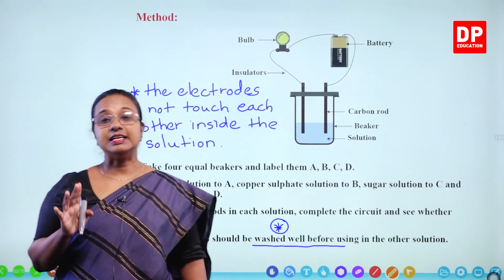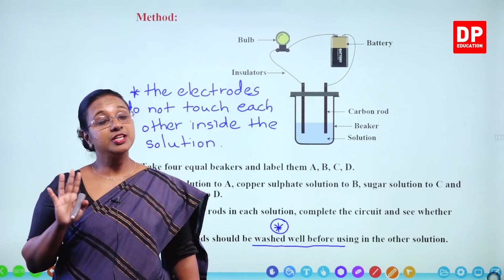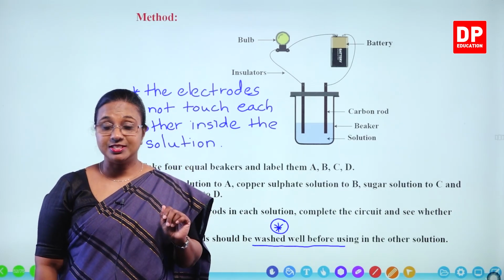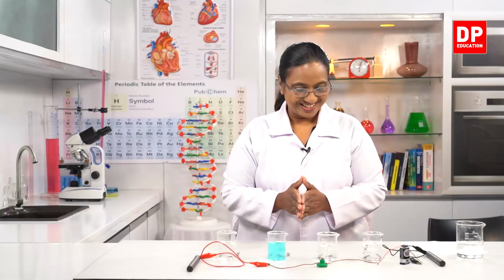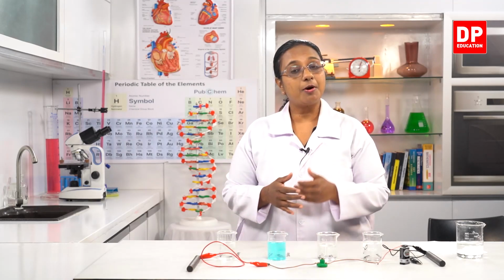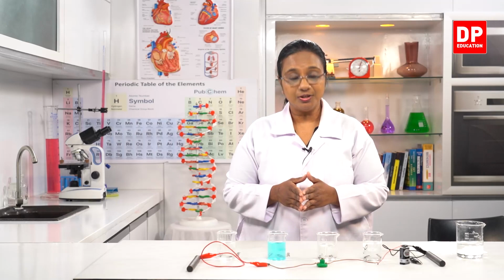So that is the activity. I am sure you have understood the steps of the activity. So we will do the activity in the lab now. Okay, students. So now we are going to do this activity to observe the properties of ionic compounds and covalent compounds.